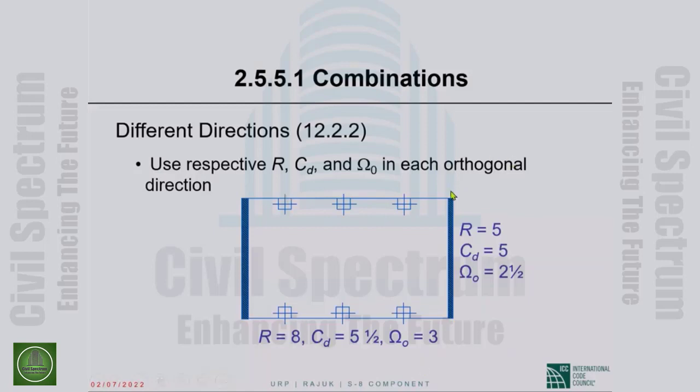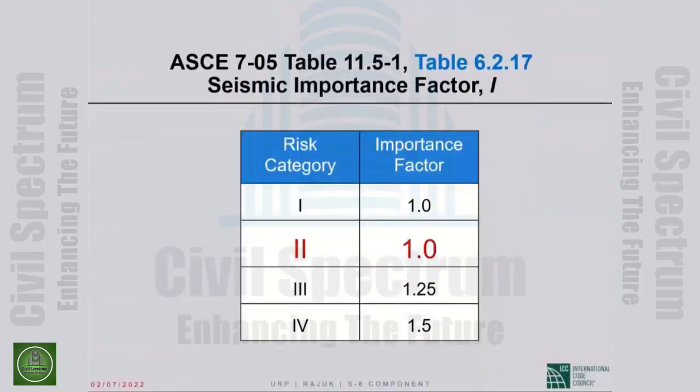So in the bearing wall direction, we have R of 5, C sub D of 5, omega sub 0 of 2.5. In the frame direction, we have R of 8, C sub D of 5.5, omega sub 0 of 3. Very simple. The 2 orthogonal directions are independent of each other. The vertical combination of structural systems gets a little complicated. I didn't go there to save on time, but you can read up, or if you ask me, we will discuss that.